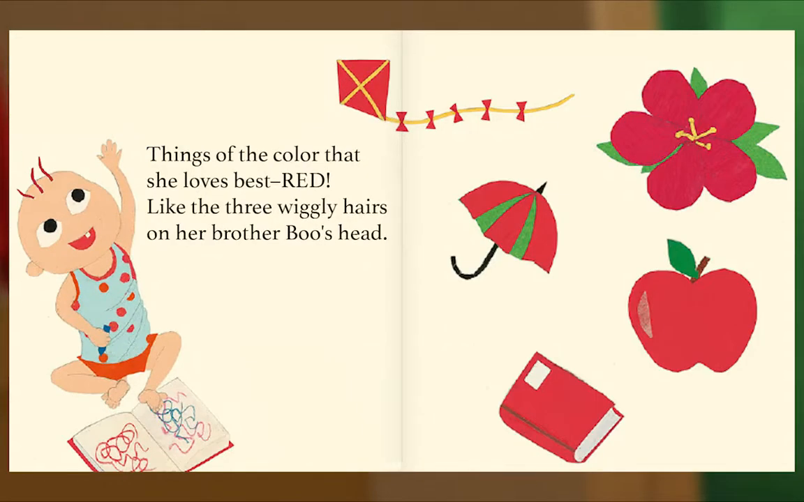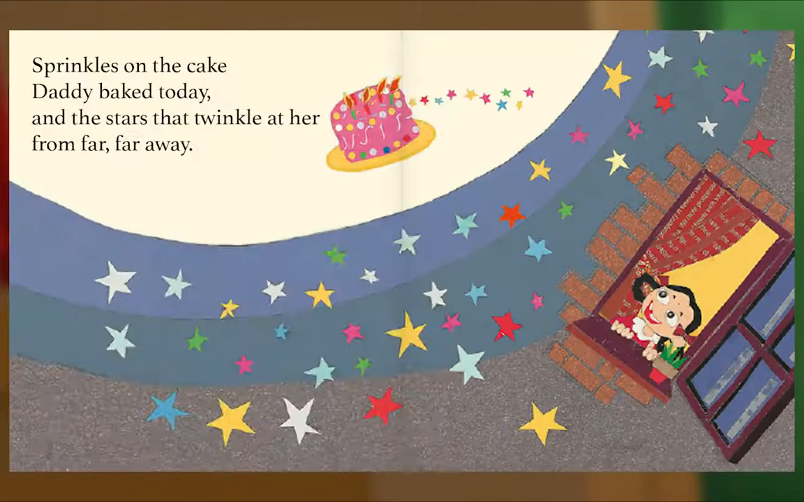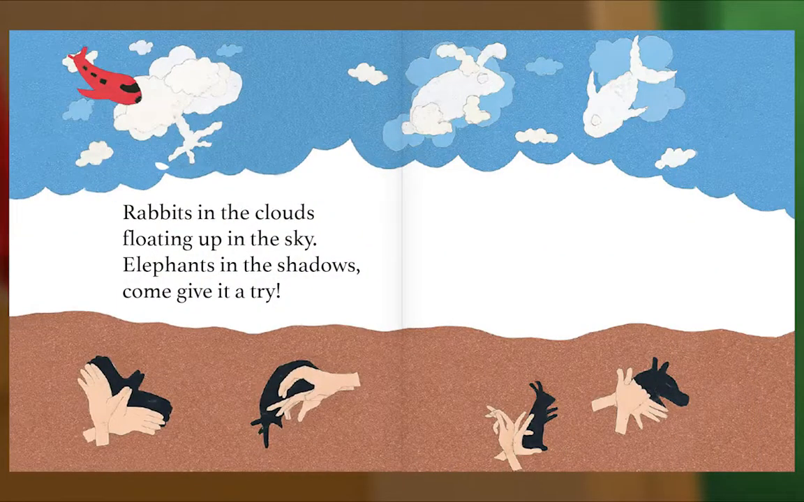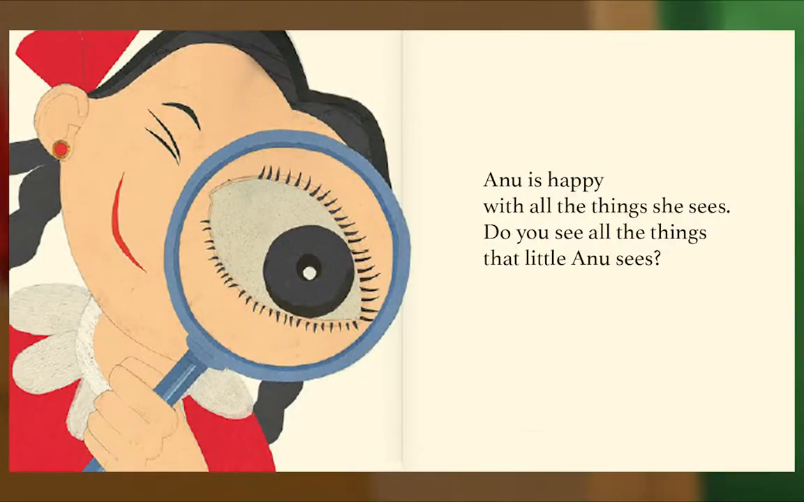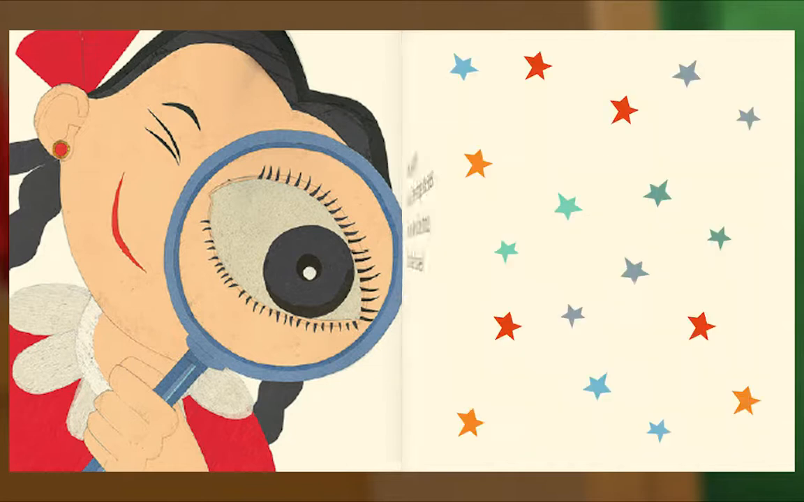Things of the color that she loves best, red, like the three wiggly hairs on her brother Boo's head. Sprinkles on the cake Daddy baked today, and the stars that twinkle at her from far, far away. Rabbits in the clouds floating up in the sky. Elephants in the shadows. Come give it a try. Anu is happy with all the things she sees. Do you see all the things that little Anu sees? The end.